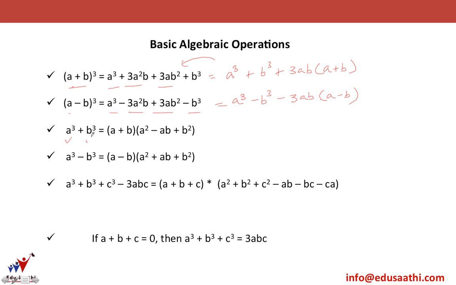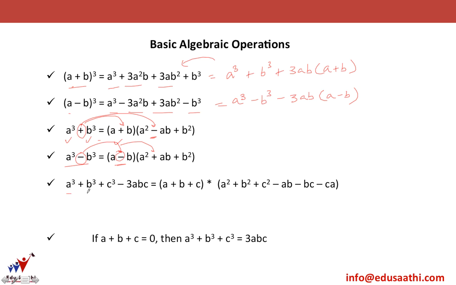a cube plus b cube is equal to (a plus b) multiplied by (a square minus ab plus b square). a cube minus b cube is nothing but (a minus b). So if it's a minus sign here, you'll have a minus sign here and the opposite sign here. So it is a square plus ab plus b square. In a cube plus b cube, there's a plus sign here, so you have a plus sign here and the opposite sign inside the second bracket. So a square minus ab plus b square.